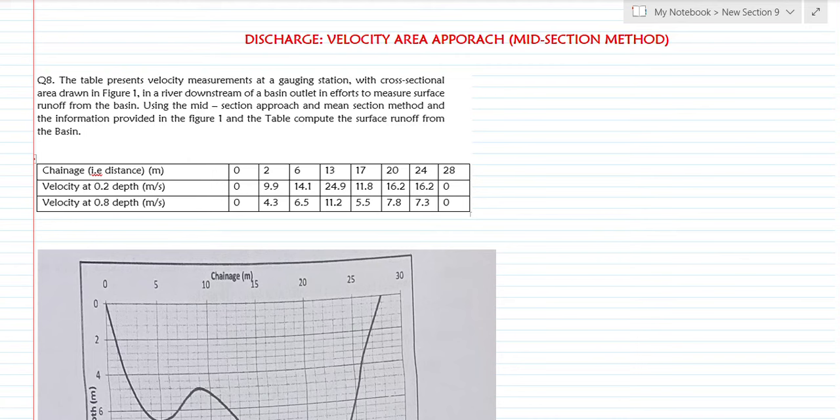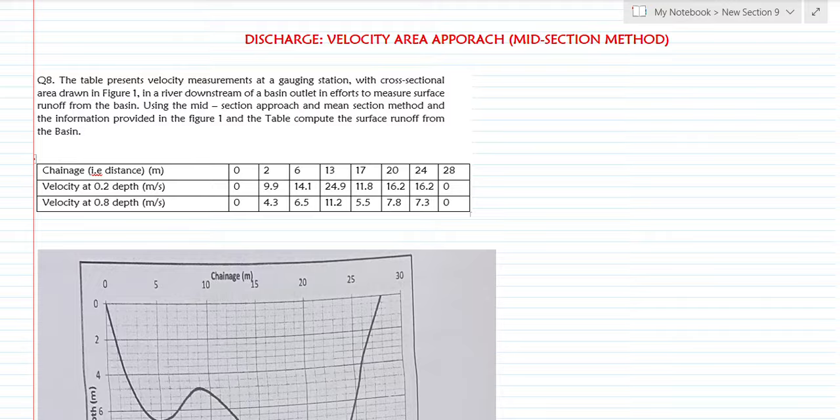Today we want to look at this question on how to calculate the discharge of a water body, the velocity area approach using a midsection method. If you want to understand this whole approach, you would want to check the earlier video explaining the whole concept, the two methods, that is the midsection method and the mean section method, and the various methods used to determine the discharge of a water body. You can get the link to that video in the description area.